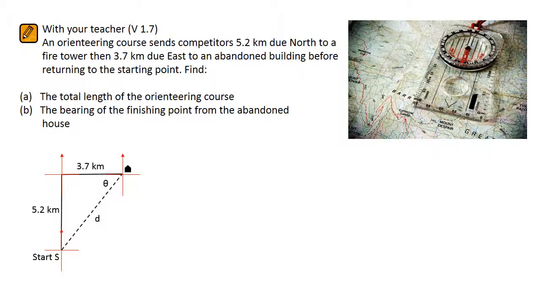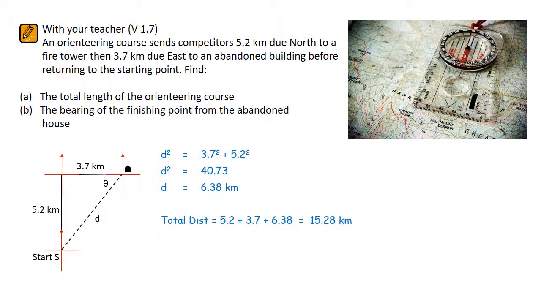It's a job for Pythagoras' Theorem. We need to find the hypotenuse, so d squared equals 3.7 squared plus 5.2 squared. We can do some calculations and find out that the distance is 6.38 kilometres. We were asked for the total distance of the course though, so we need to add together the three sides of that triangle to find out that the total length of the course is 15.28 kilometres.